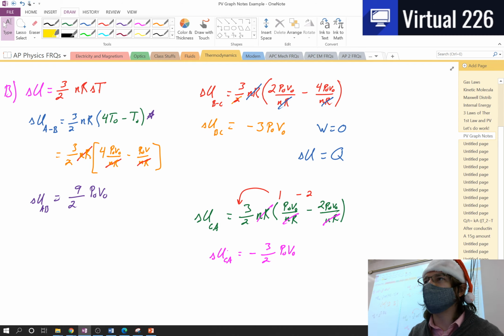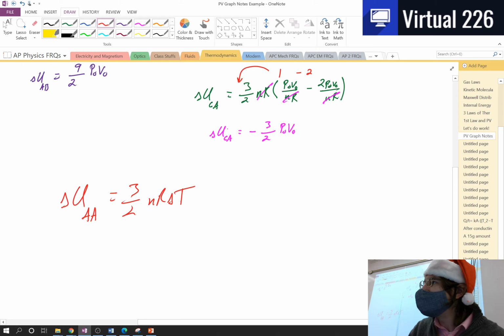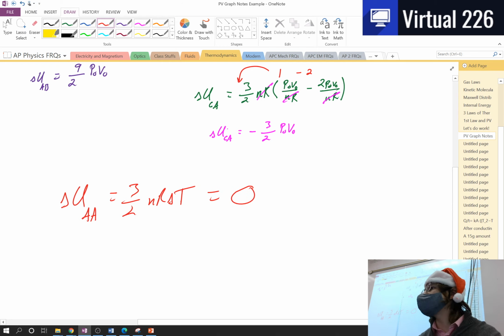The temperature at vertex A is T naught. When we come back to vertex A, the temperature is still T naught. The change in temperature is 0. So if we went around the horn, the change of energy going from A to A, that's 3/2 nR delta T. If that delta T is 0, there is no change of internal energy.